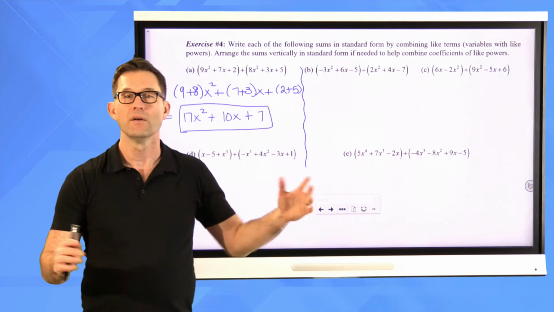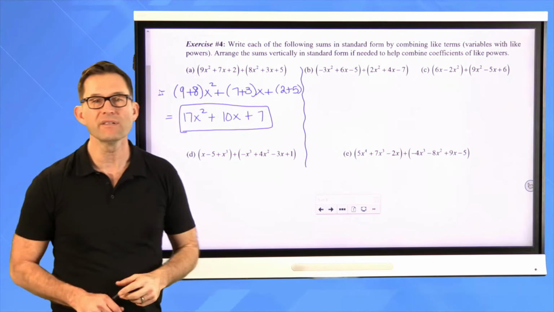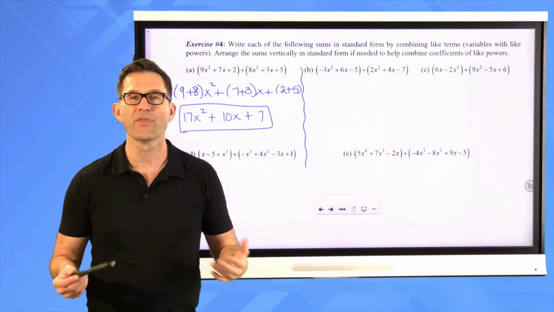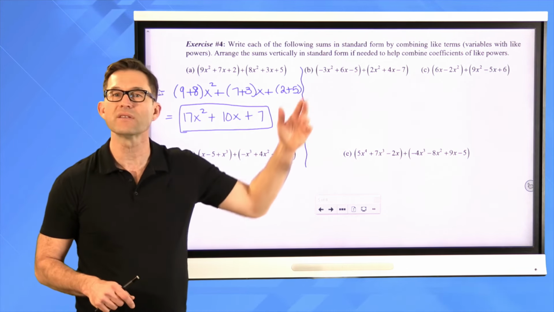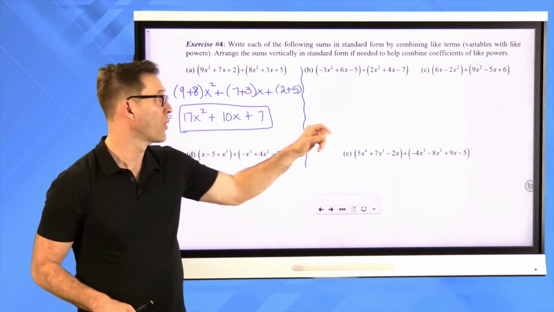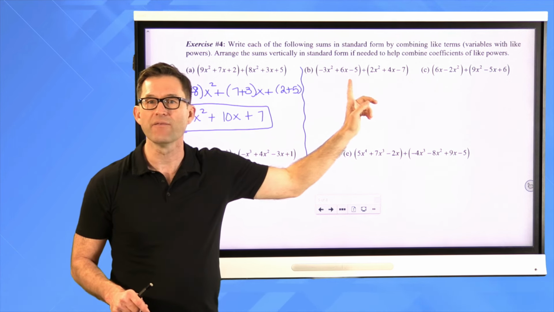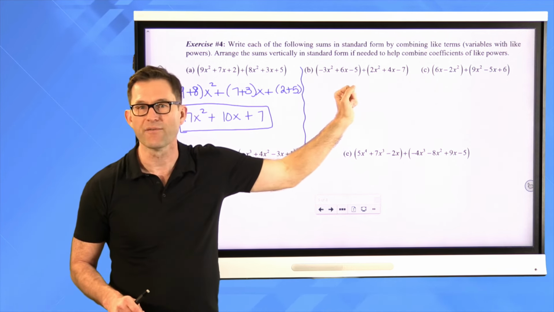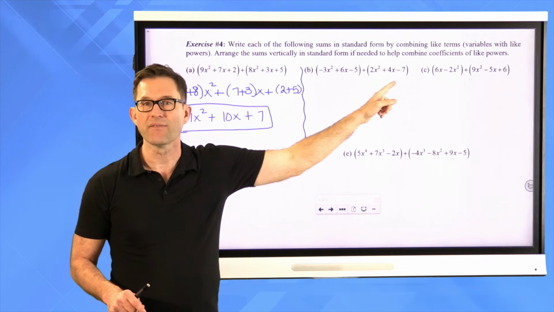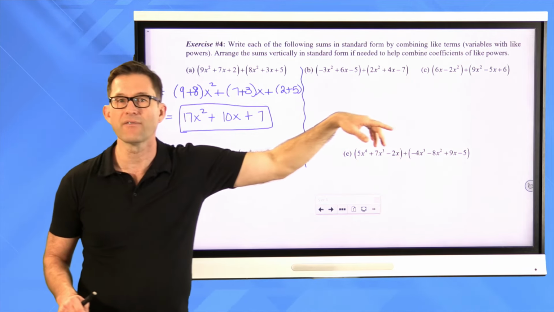All right, no problem. Now, it can obviously get dicier when you start to add things that have negative numbers in them. So let's take a look at letter B, where we've got negative 3x squared plus 6x minus 5 plus 2x squared plus 4x minus 7. All right, so let's take a look at this. Now again, it may be advantageous to think about the negative 5 here as plus negative 5, and the negative 7 here as being plus negative 7, right?